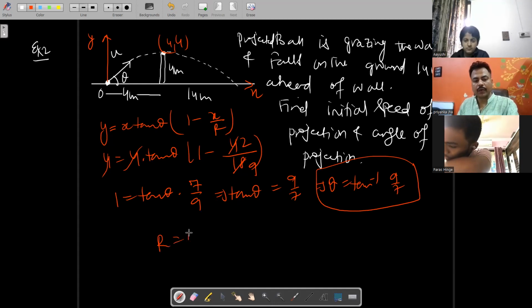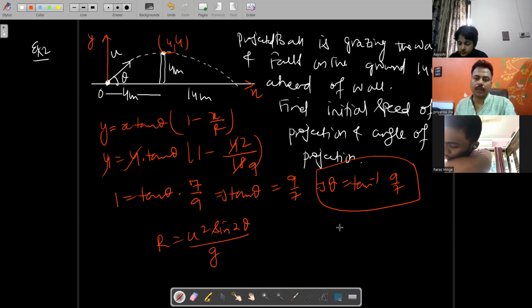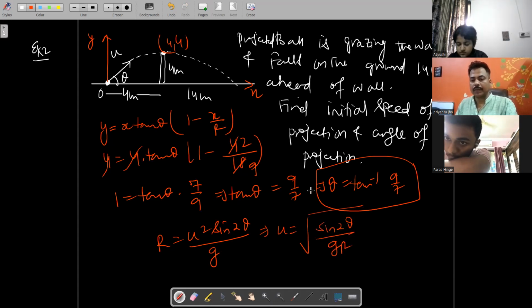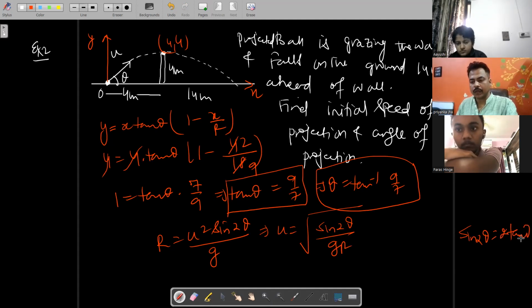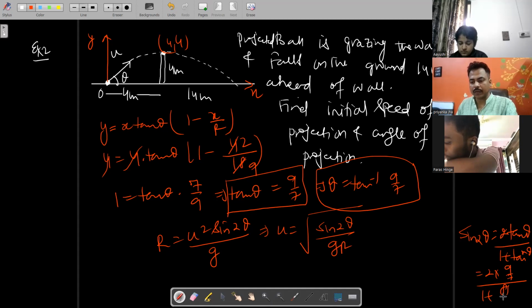Also, R equals u square sine 2 theta upon g. You can easily find u. That is, u is under root R g upon sine 2 theta. You have tan theta as 9 by 7. You can use this formula: sine 2 theta is 2 tan theta upon 1 plus tan square theta. Put here 2 into 9 by 7 upon 1 plus 81 by 49. Put this value here and you will get the answer for u.